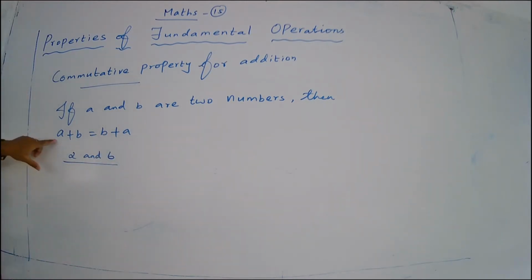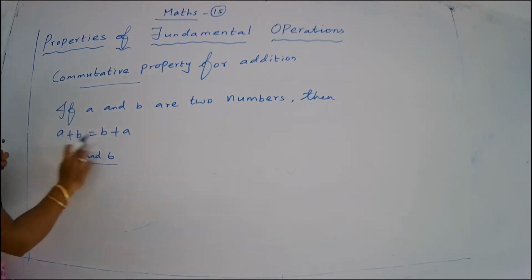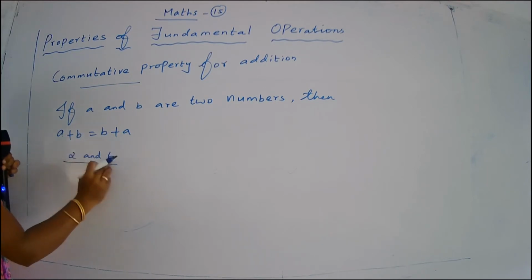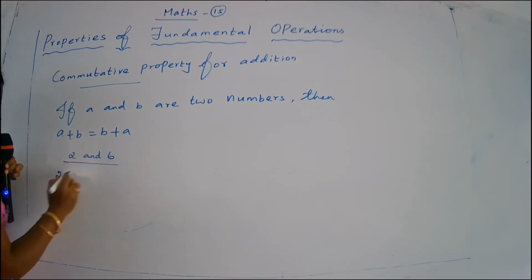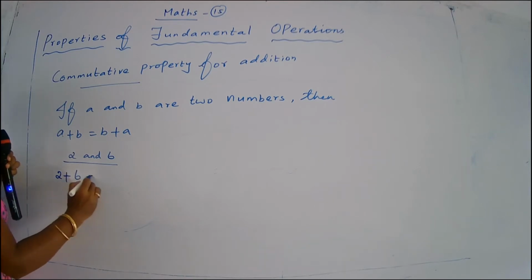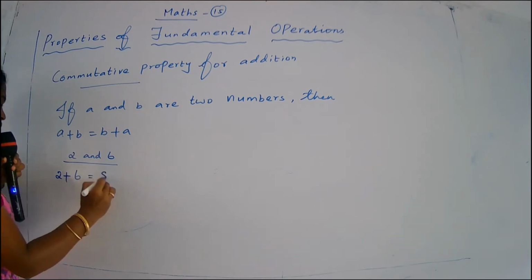So you check this property. Your property is if a and b are two numbers then a plus b is equal to b plus a. Here a is 2, b is 6. So, a plus b means 2 plus 6. We have to find the value of 2 plus 6. What is the answer? 2 plus 6 is equal to 8.